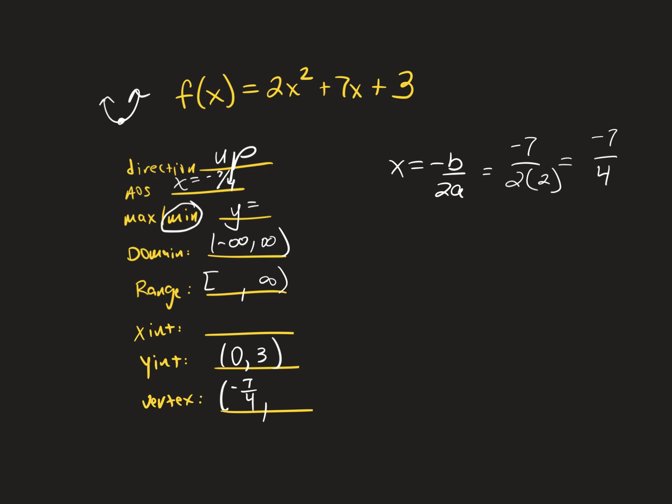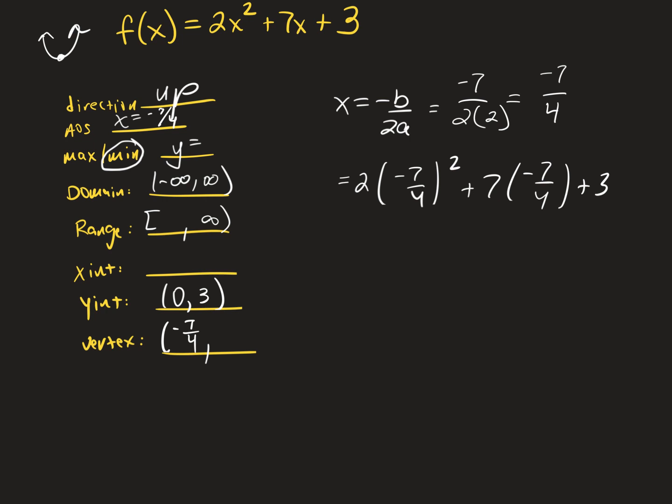Now, how do I find the y part of my vertex? I've got to plug that back in. Again, I'm sorry. I told you it probably wasn't going to be great because I was just making this up off the top of my head, but work with me. Okay, so now we've got to do a little algebra. This 2 goes to the top and the bottom, right? So this is going to be 2 times 49 over 16. Yep. Then I have minus 49 over 4, right? Plus 3. You guys with me?